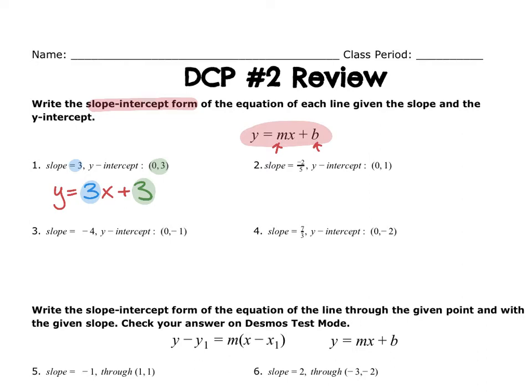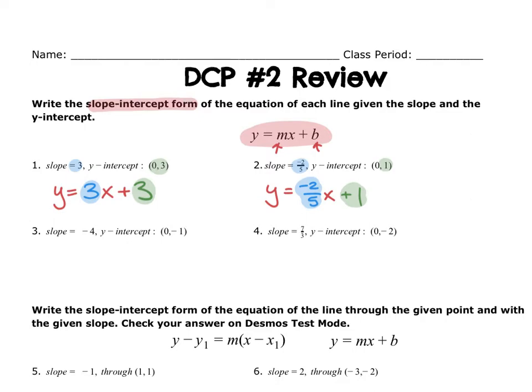If I were doing the second one, it says the slope is negative 2/5, so that's the m. Y is equal to negative 2/5 x, and the y-intercept is a positive 1, so plus 1. Which means that I have a slope of negative 2/5 and a y-intercept of positive 1. Great, all you have to do is write the equation given that information.